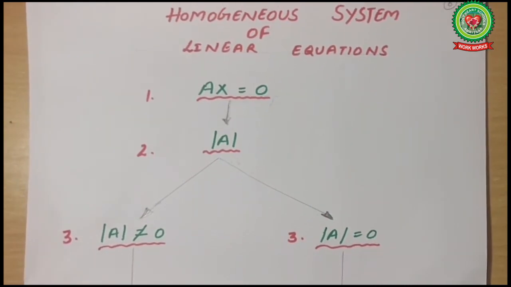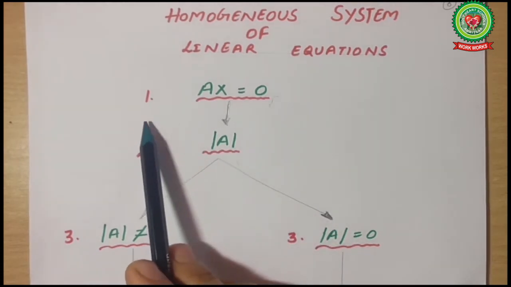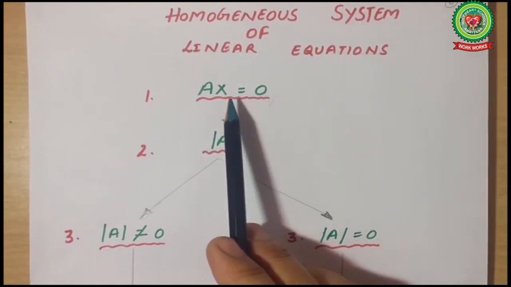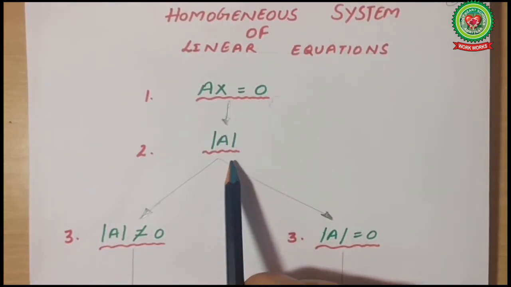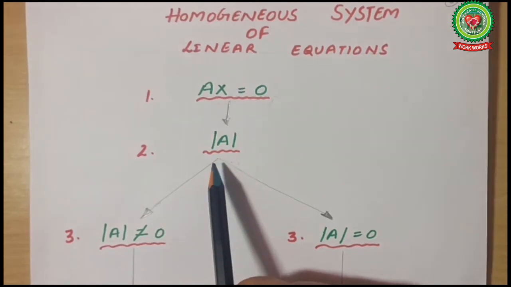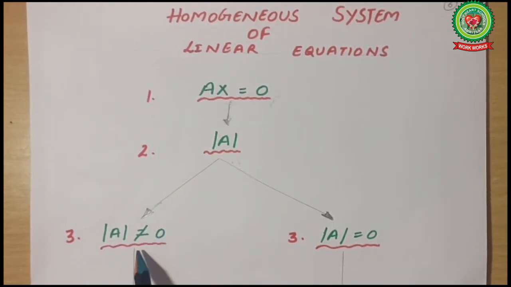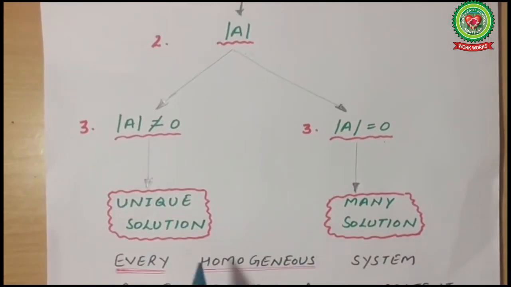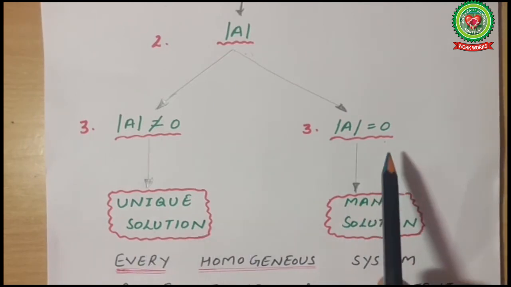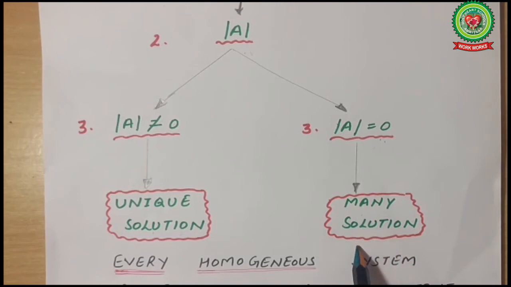Now, let's take one example to understand the homogeneous system of linear equations, either linear equations with 2 variables or linear equations with 3 variables. We will follow only these 3 steps in a homogeneous system. First step, write Ax is equal to 0 in the matrix form. Then we will find the determinant A. Now again 2 conditions will be there for the determinant A. It may not be equal to 0, or it may be equal to 0. If it is not equal to 0, then a unique solution is there. But if it is equal to 0, then many solutions are there.